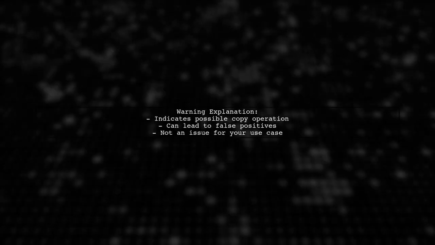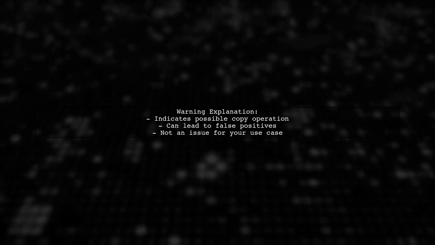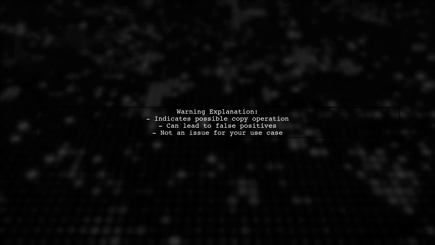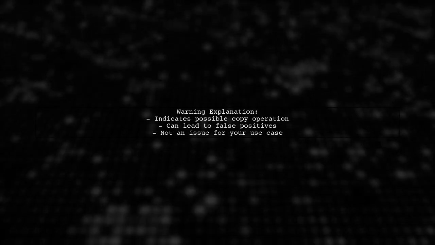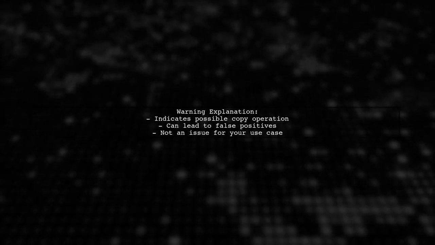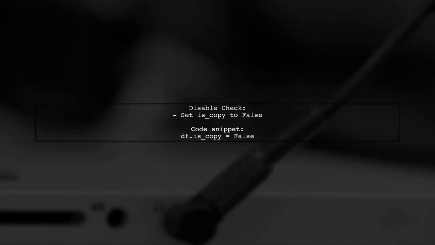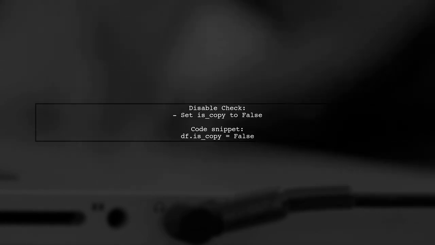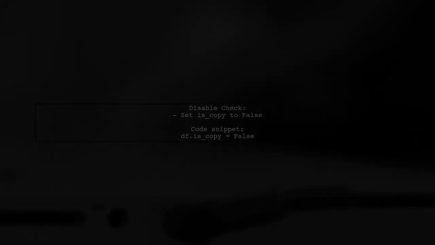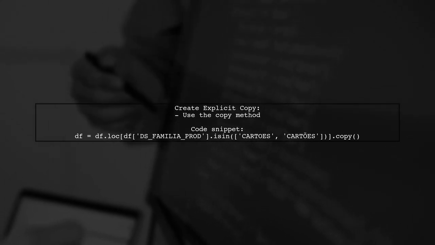The warning about setting a value on a copy of a slice from a data frame is to inform users they might be working on a copy instead of the original. However, this can lead to false positives. In your case, it's not an issue. You can disable this check for your data frame by setting isCopy to false. Alternatively, you can create an explicit copy of your data frame using the copy method.